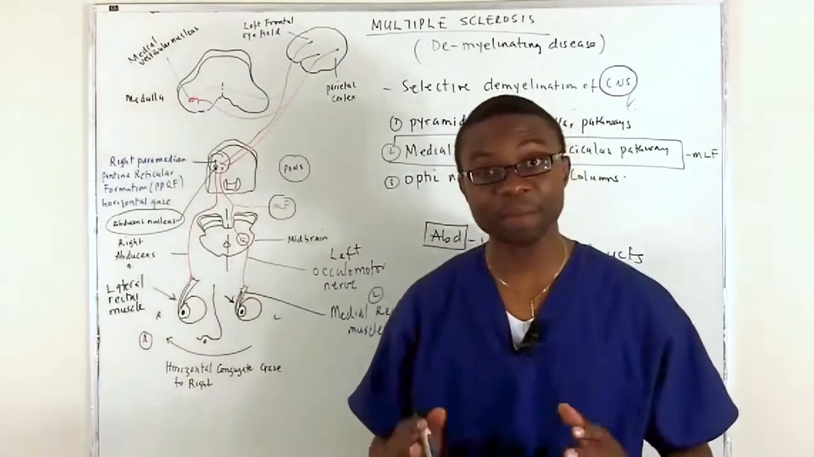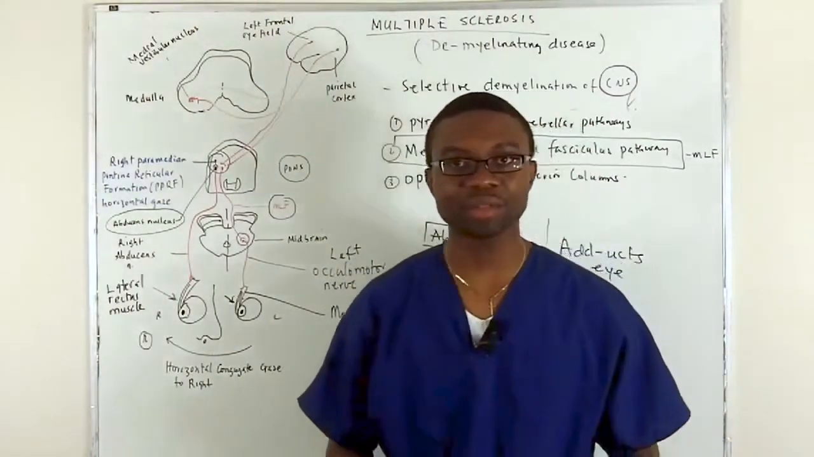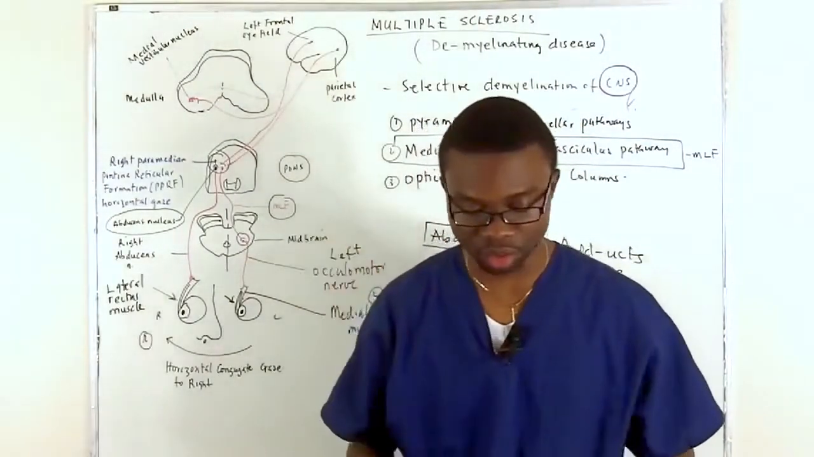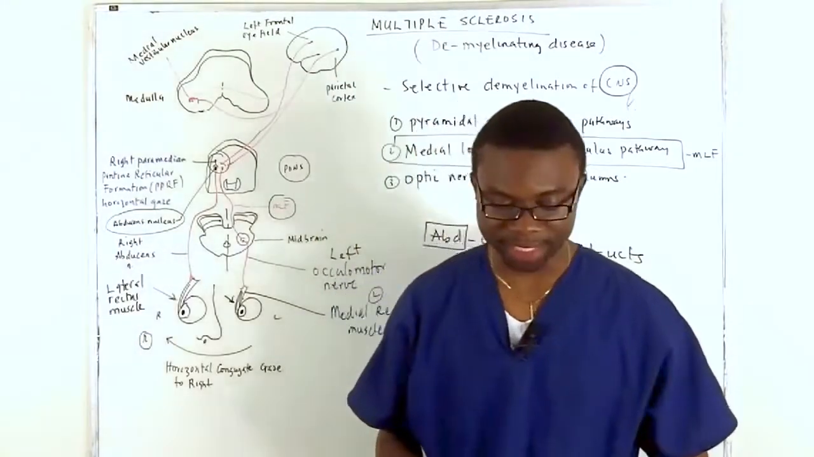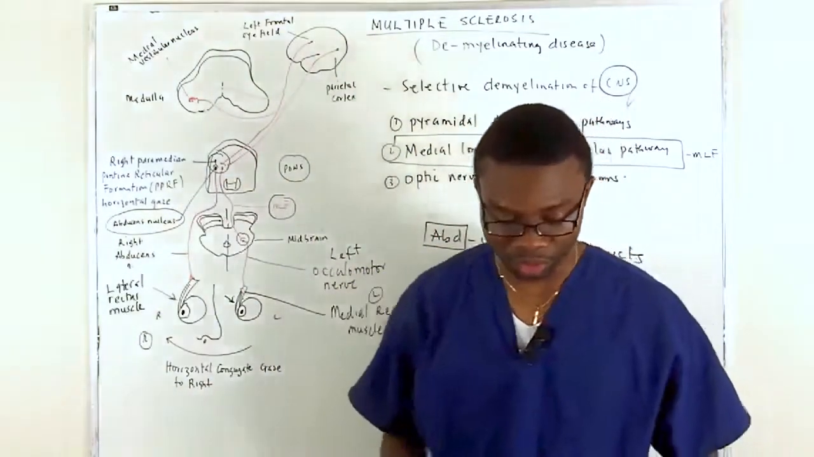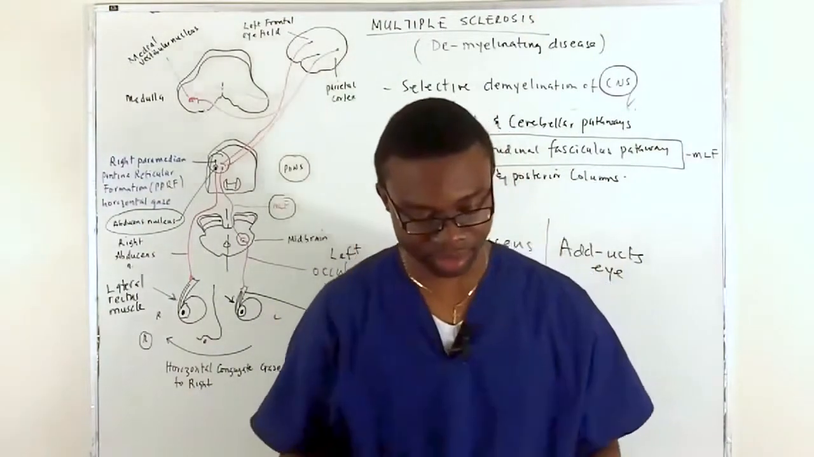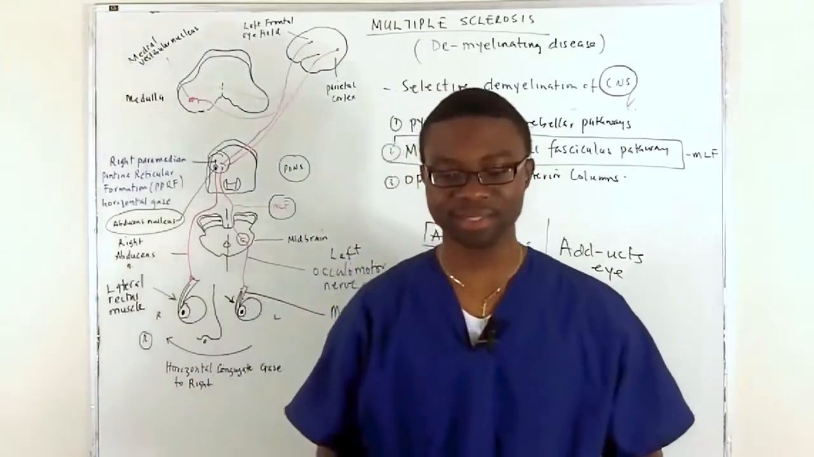Therefore, when we stimulate the PPRF, what is the overall summary? We get ipsilateral, same side, horizontal conjugate gaze. By stimulating the PPRF on the right, what do we get? It results in abduction of the right eye and adduction of the left eye.